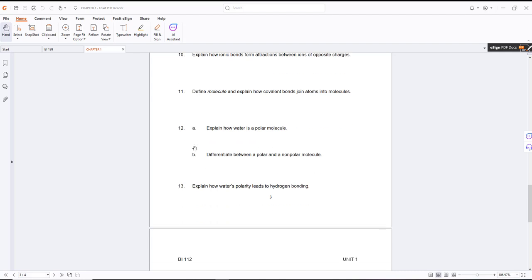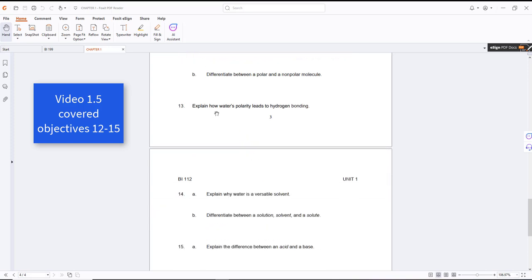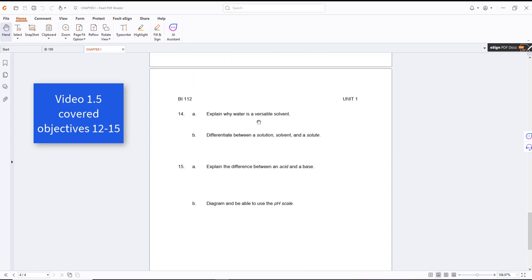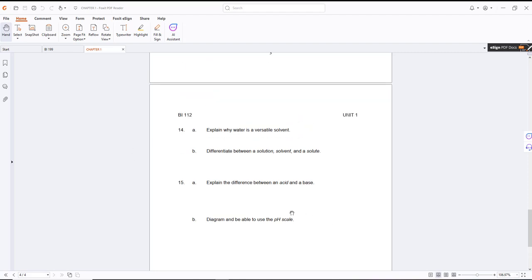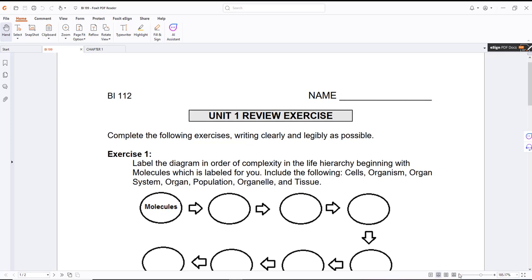And then in this video, I covered how water is a polar molecule. And we already talked about polar versus nonpolar. And we talked about water's polarity leading to hydrogen bonding. We talked about water being the universal solvent. We talked about solution, solvent, and solute, as well as the difference between acids and bases and the pH scale. So we've completed the Unit 1 learning objectives. So that should allow you to complete the review exercise.